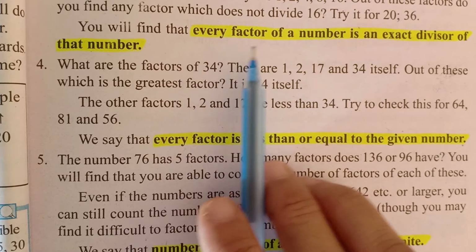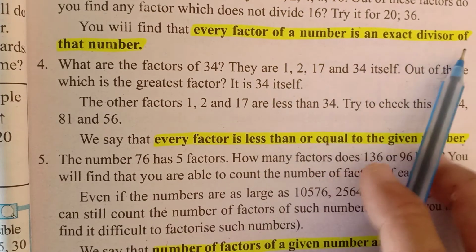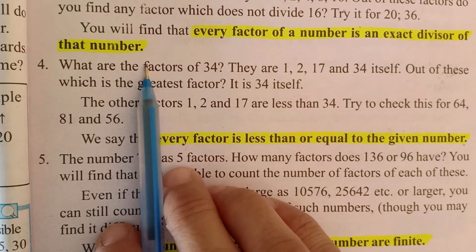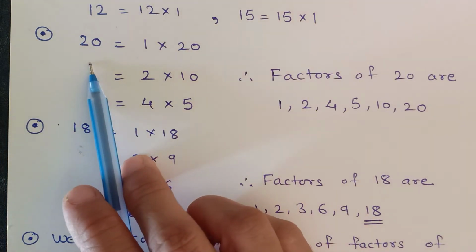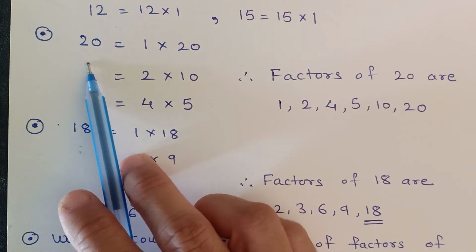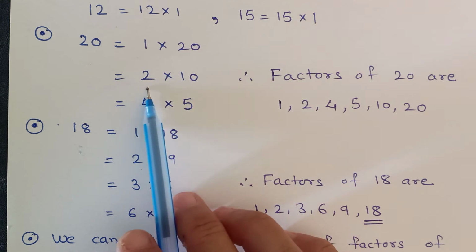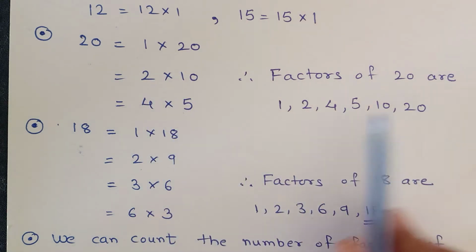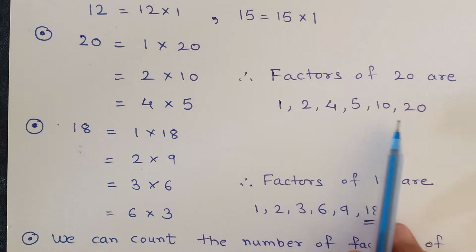Next, every factor of a number is an exact divisor of that number. Now let's see with some examples. I have taken the number 20 and found the factors of 20, that is 1 into 20, 2 into 10, 4 into 5. So the factors of 20 are 1, 2, 4, 5, 10 and 20.